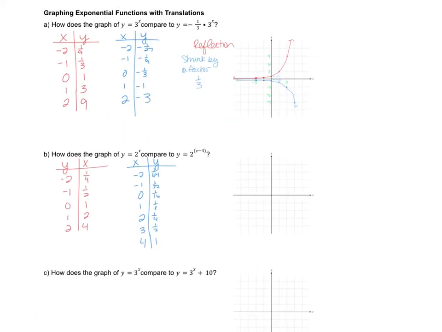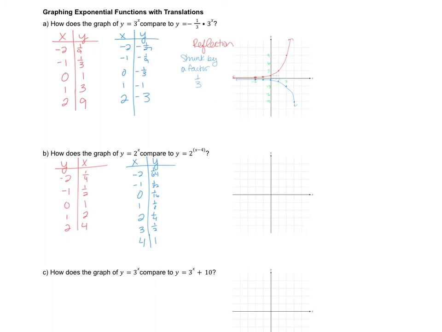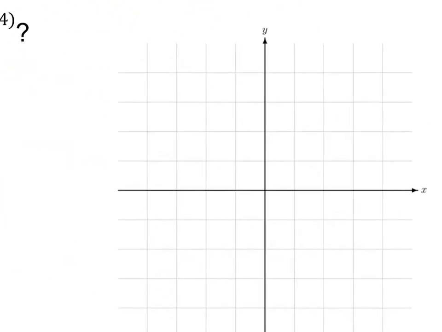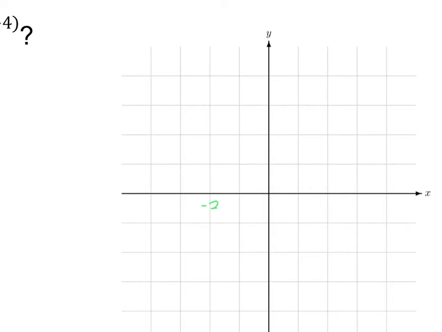Okay, so graph of them. So negative, oh, I gotta label my axes. So it looks like my biggest number I'm going to need to go to is 4 on my y-axis, so I'm just going to count by ones. Okay, so I've got -2, 1/4, -1, 1/2, 0, 1, 1, 2, and 2, 4.